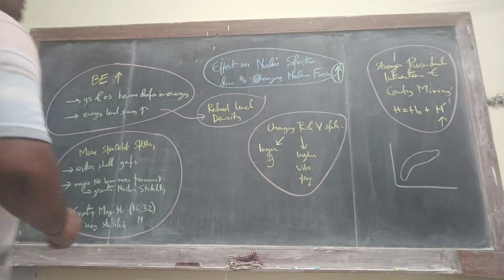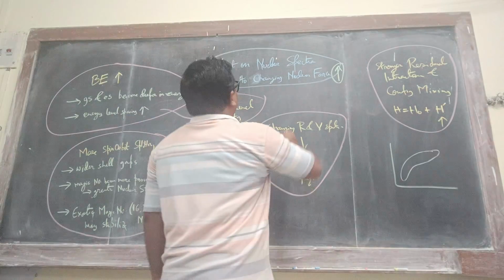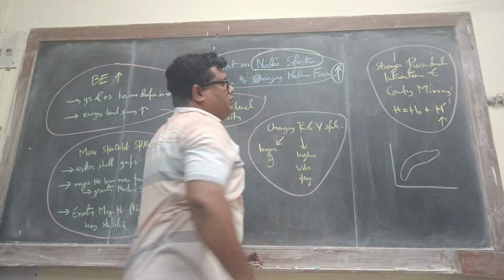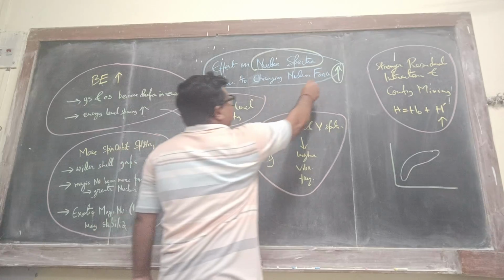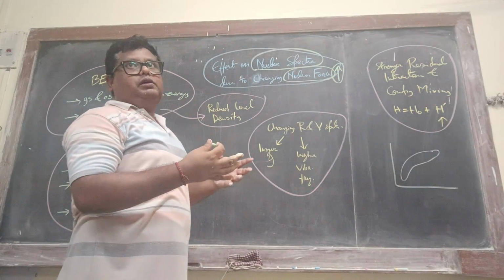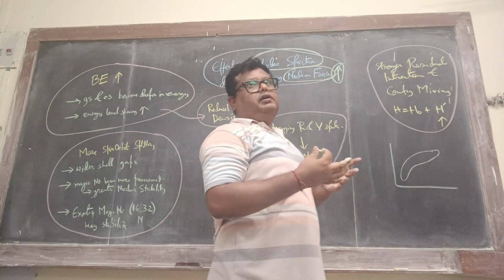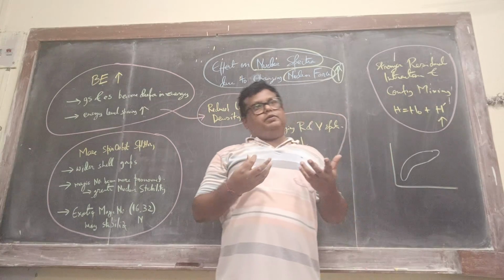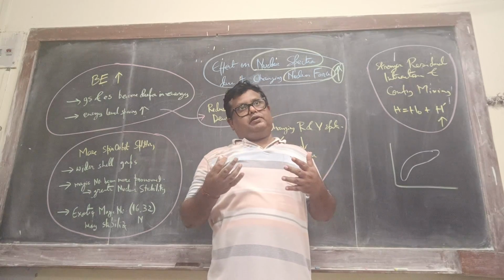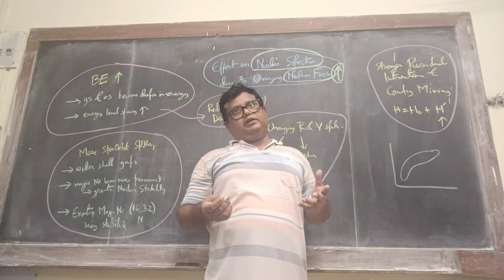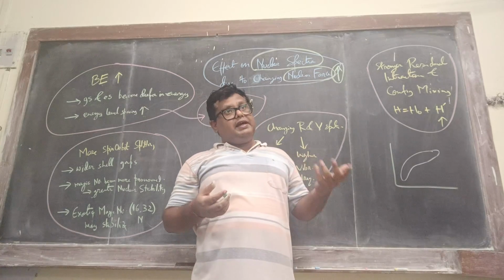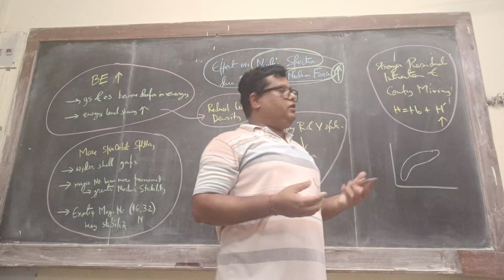Okay. So basically now we are going to talk about the effect on nuclear structure as a result of changing nuclear force. Now we have already talked about nuclear spectra. What are the various possibilities of changing in the nuclear spectra? Various types of nuclear spectra. We have compared with the sitting arrangement of students in a classroom and all that.